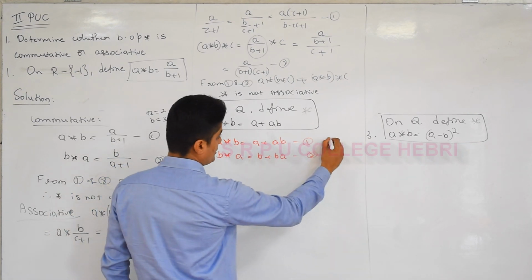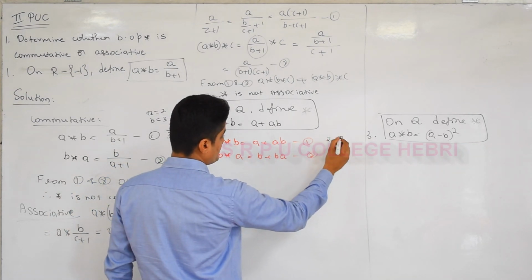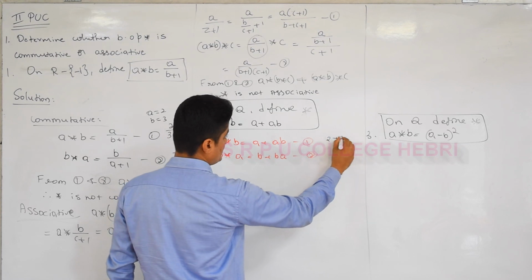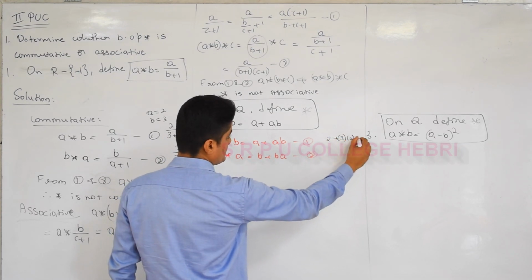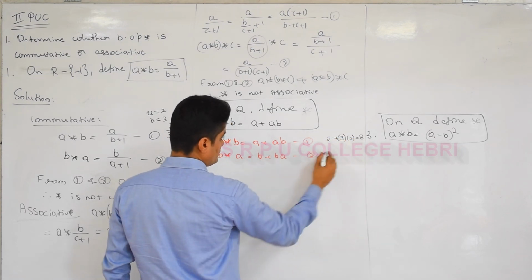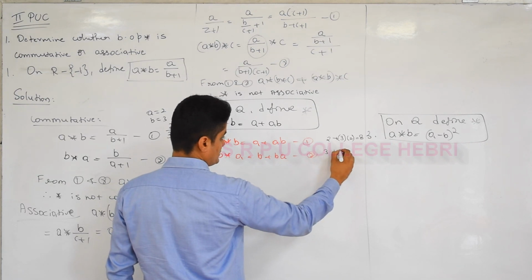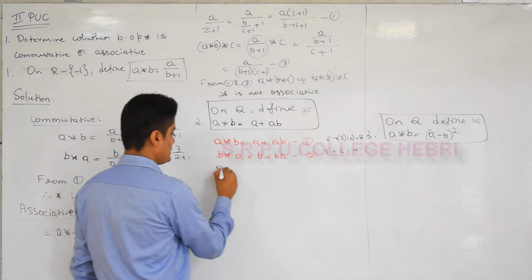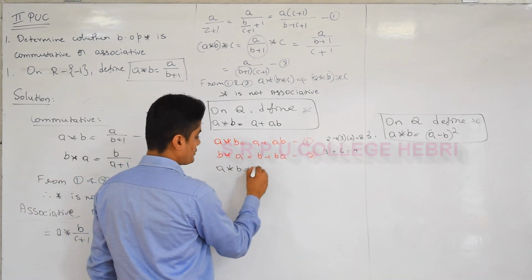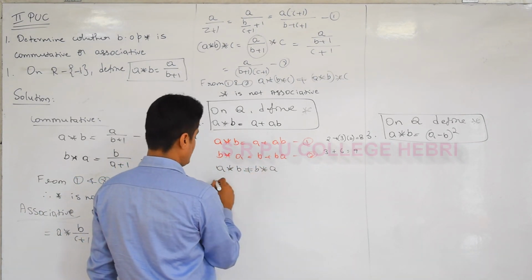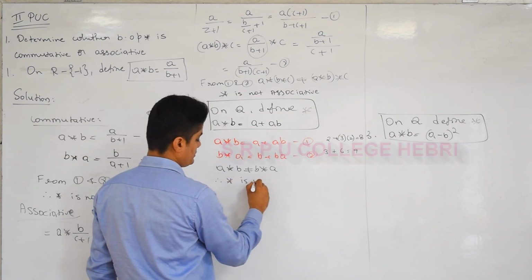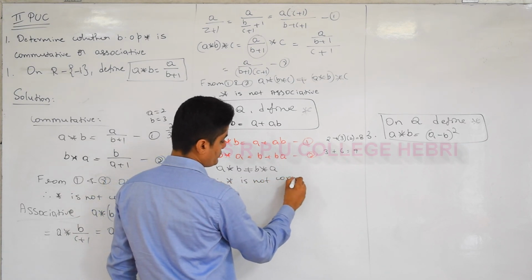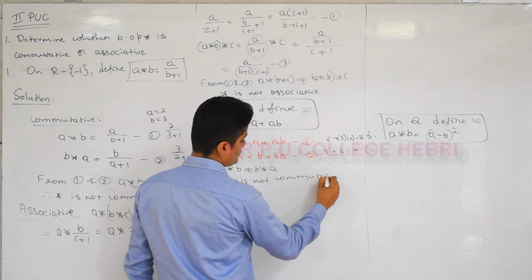You can take an example, 2, 3. A is equal to 2, B equal to 3. So what happens? 2 plus 3 into 2, 6 plus 2, 8 comes. Here 3 plus 6, 9 comes, right? So they are not equal. So A star B is not equal to B star A. Therefore, conclusion, star is not commutative.